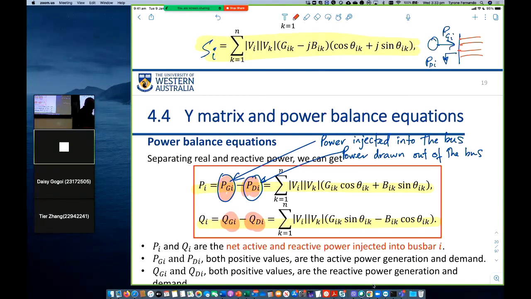And if I look at the imaginary part on both sides, I have the second term, which is the reactive power. Again, instead of active power generation, I can talk about reactive power generation and reactive power consumption from a load. So that will be QGI minus QDI. If a generator is injecting power, that's positive. If you're taking power out, it's negative. So notice the sign convention as well.